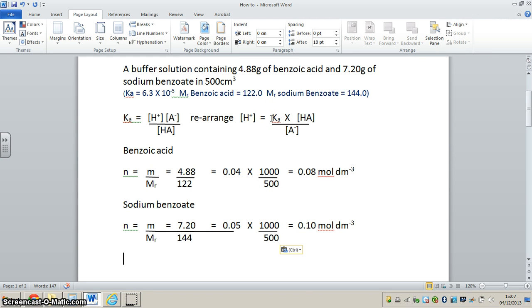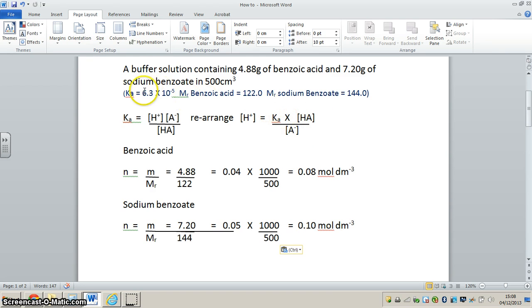The first thing we need to know is that benzoic acid, being a weak acid, we assume has no dissociation, so effectively HA is the same as 0.8 mole per decimeter cubed. Here we can assume this value is the HA value, even though some of it will have slightly dissociated. That is negligible. And the second thing we need to assume is that sodium benzoate dissociates completely. So in other words, it breaks up into sodium ions and benzoate ions, A minus here representing the benzoate ions. And because it dissociates completely, we can assume that the A minus ions, or the benzoate ions, are 0.1 mole per decimeter cubed.